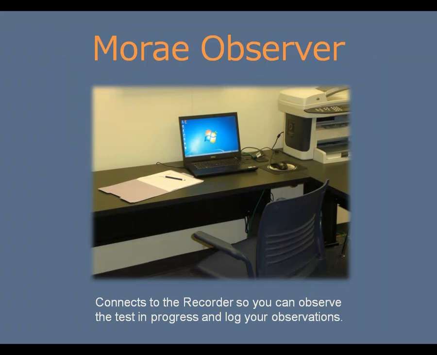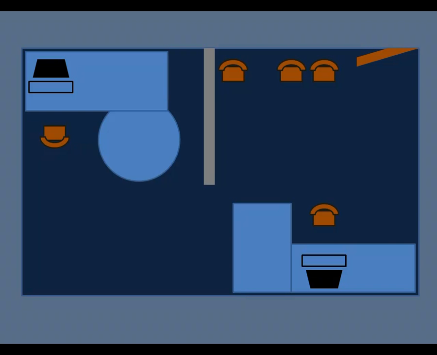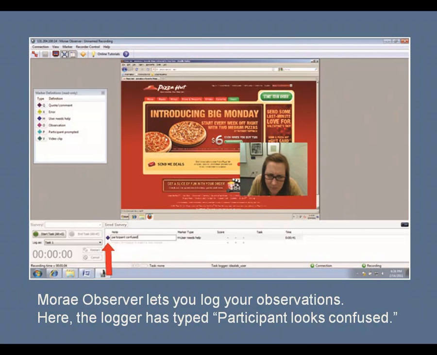Next, I will show you Morae Observer in more detail. This software is used on the control room side of the lab. Here is a picture of Morae Observer as it looks during a test. The observer has typed some observations into the log. For example, the participant looks confused. These observations are then saved as markers within the recording file. You can later measure the number or distribution of those markers.